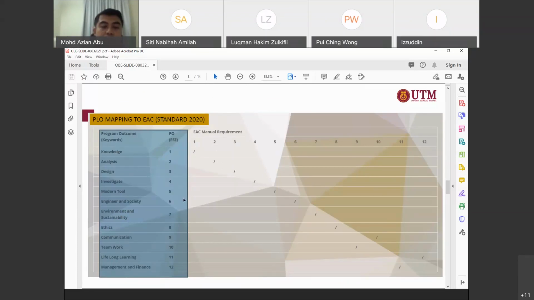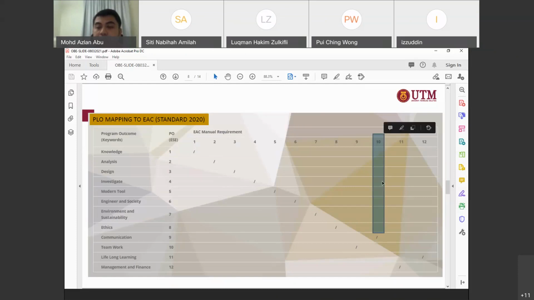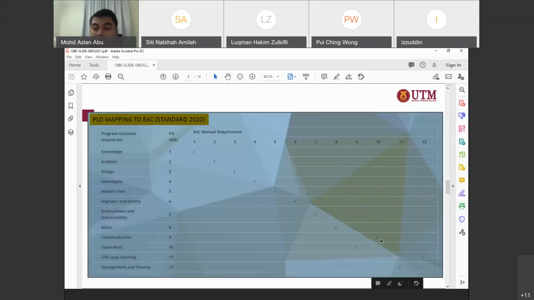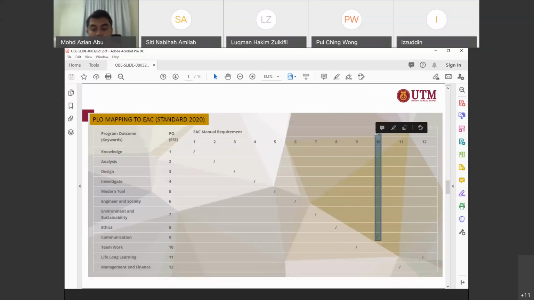UTM maps 1, 2, 3 until 12, based on this mapping. But for EAC, you can see PO1 maps to PO1 EAC, PO2 to PO2 EAC, which is similar. PO3, PO3, 4 to 4, 5 to 5, 6 to 6, 7 to 7, 8 to 8. But you can see PO9, 10, 11, 12. PO9 UTM is mapped into PO10 of EAC, which is communication, and PO9 of the EAC is also communication.